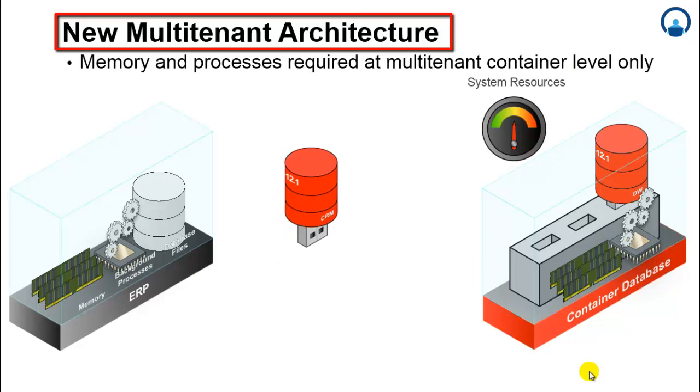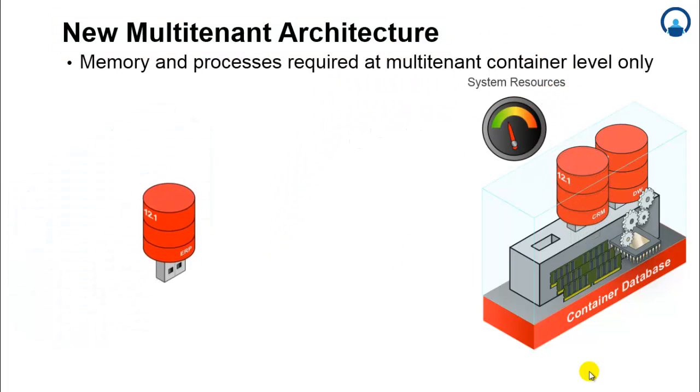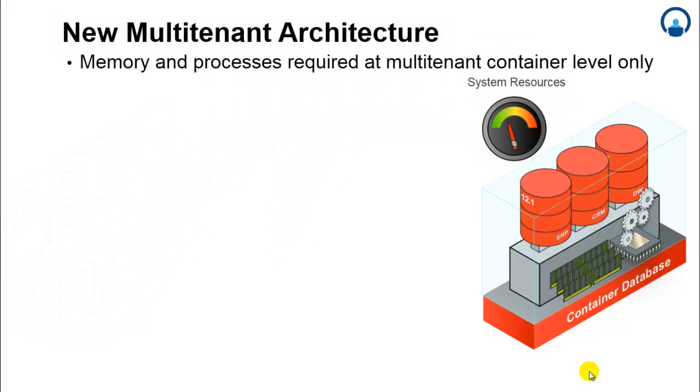New multi-tenant architecture. With Oracle Database 12c, we have a new multi-tenant architecture featuring pluggable databases. We can now create a single multi-tenant container database. In this, we can plug multiple pluggable databases. Pluggable databases loaded into a single container database, which from a system resources point of view functions as a single database. We can see that with this approach, the drain on system resources is drastically reduced, as indicated by the small meter above.